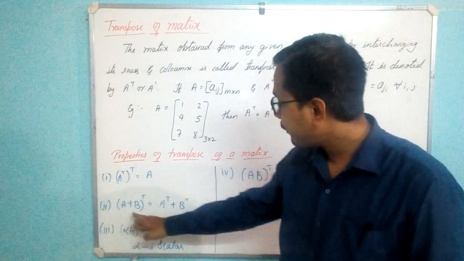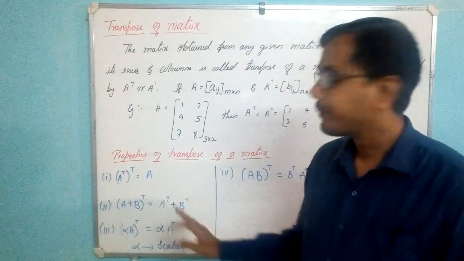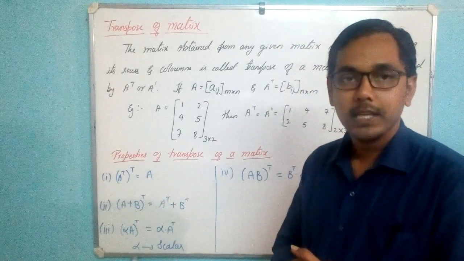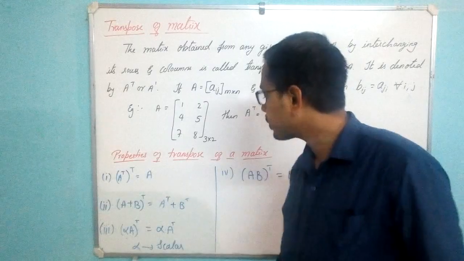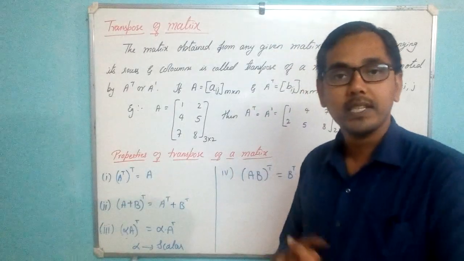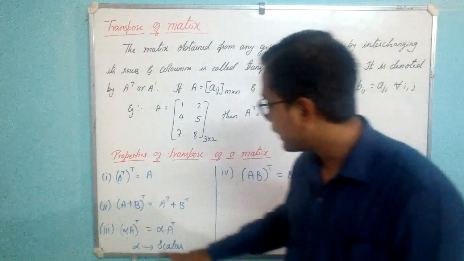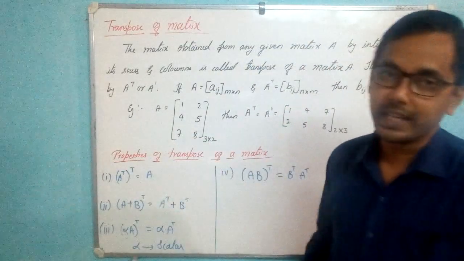And the second one, A plus B whole transpose can be written as A transpose plus B transpose. A plus B whole transpose can be written as A transpose plus B transpose. And the third one, alpha into A whole transpose.